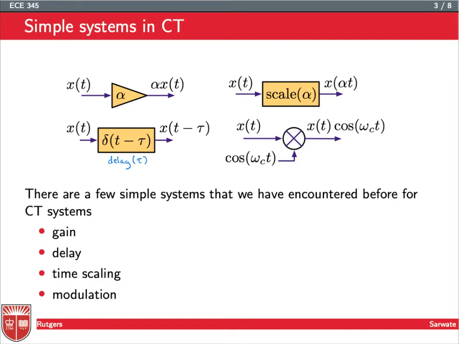We also have time scaling, so x of t, we can get x of alpha t if we scale the time axis. And then this last operation, which we call modulation, which is multiplying x of t by another signal, in this case a cosine. And the cosine is at omega c t. Omega c is called the carrier frequency. And so this is, for example, what happens in AM radio. AM stands for amplitude modulation. You're modulating the amplitude of a cosine wave.